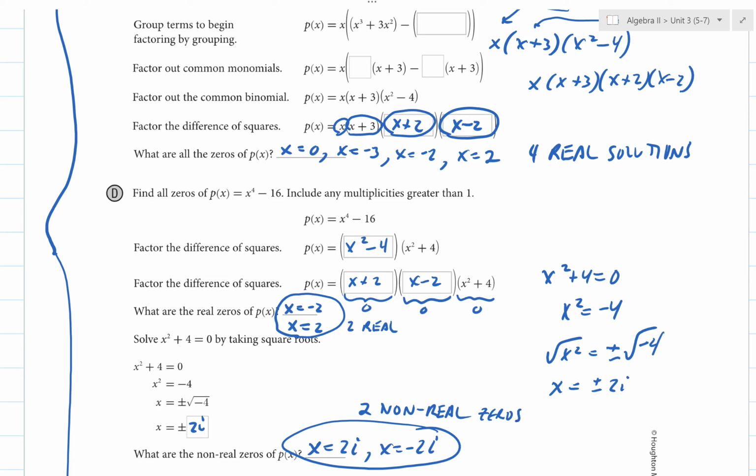Okay, so again, it was a 4th degree polynomial. We found all 4 solutions. 2 of them were real, 2 of them are not real.